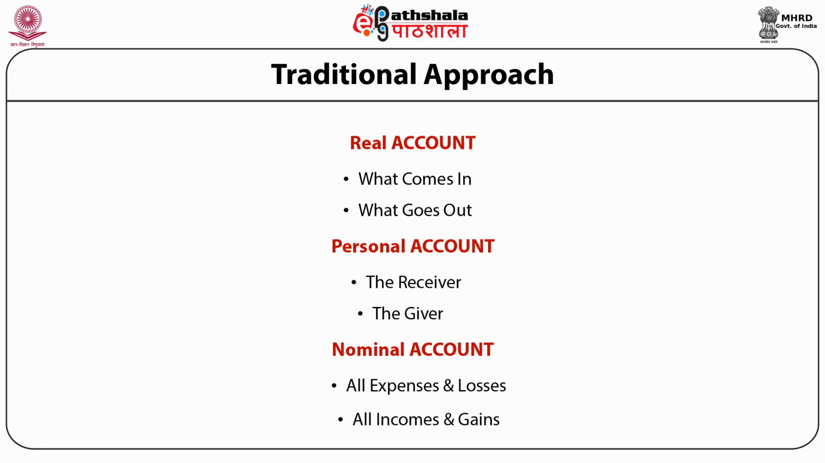For example, transactions are classified as different accounts, and also either an increase or decrease are shown respectively. For example, transactions of salary paid. Accounts which are concerned here are salary account, which is a nominal account, and cash account, which is a real account. So the debit and credit rule in case of salary paid will be debit all expenses and losses and credit what goes out.